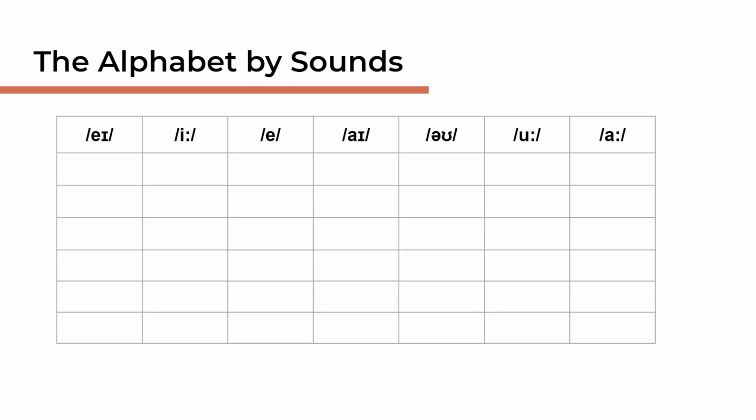Let's have a look at the alphabet by sounds. We need 7 sounds to say all the 26 letters of the alphabet. A, E, I, O, U, R. Okay, let's start.